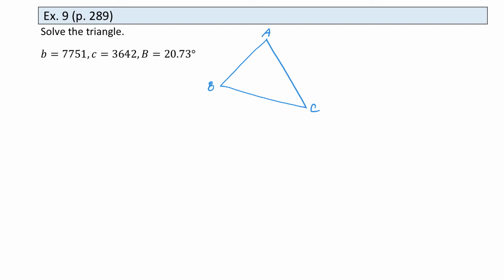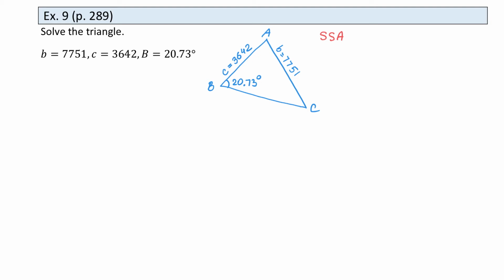Then opposite of angle C, we will have side C, which equals 3,642. Opposite of angle B, we will have side B, and it equals 7,751. Angle B is 20.73 degrees. So what we have here is side C, side B, and the angle that is opposite of side B. So we have the case side, side, angle. Now the question is, if we have side, side, angle case, will we end up with one triangle, two triangles, or no triangle at all?